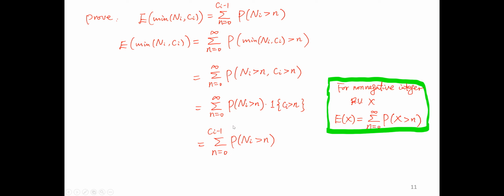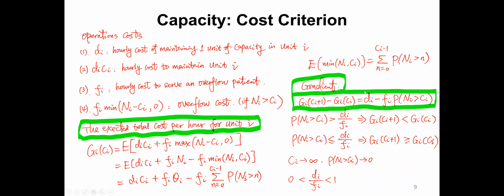If n is less than Ci, this is 1. If n is greater than Ci, this will be 0. So that's why we get this expectation, and this is what we got over here.